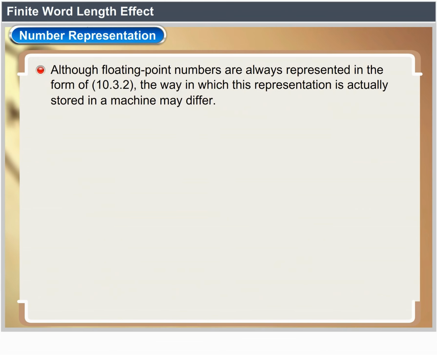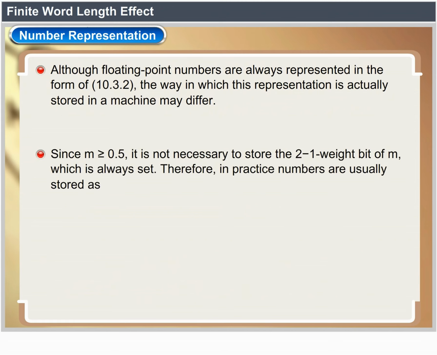Although floating point numbers are always represented in the form of 10.3.2, the way in which this representation is actually stored in a machine may differ. Since m is greater than or equal to 0.5, it is not necessary to store the 2 power minus 1 weight bit of m, which is always set.